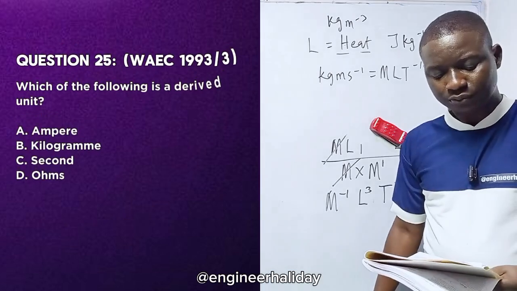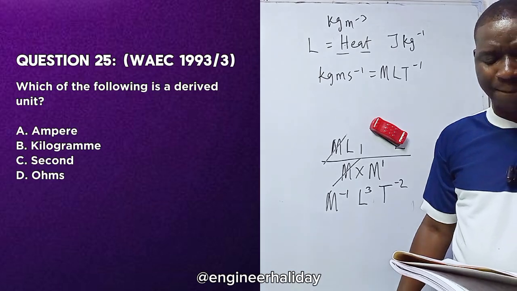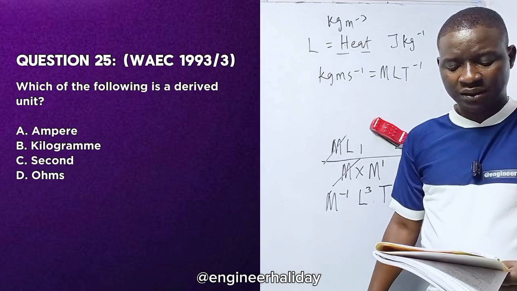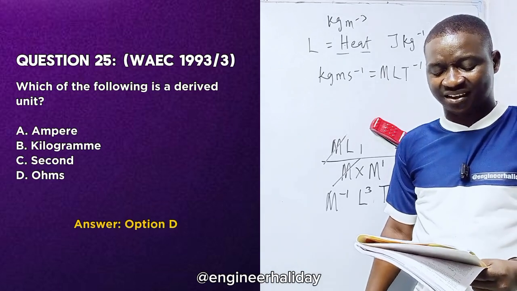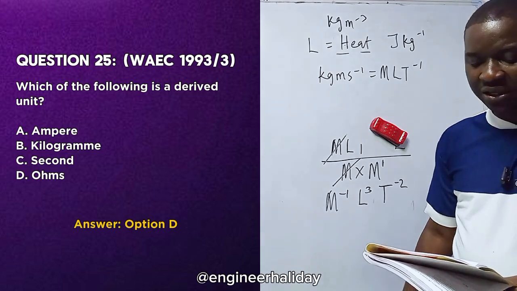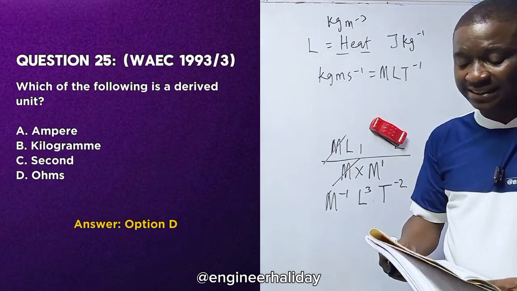Number 25. He said, which of the following is a derived unit? A, ampere, B, kilogram, C, seconds, and D, ohms. So the answer is ohms. Ohms is the unit of resistance. Ampere is for current, kilogram for mass, and so the only answer there is ohms, option D.